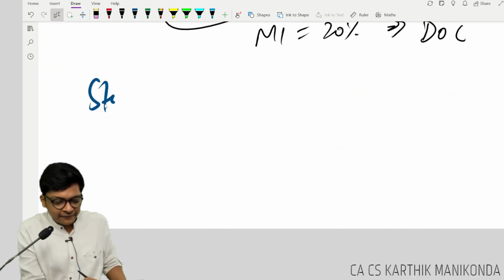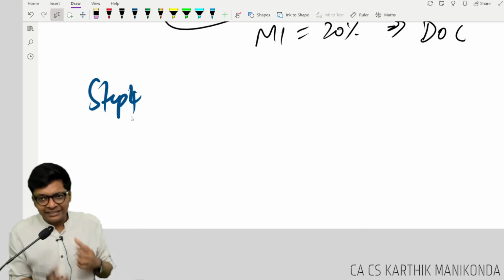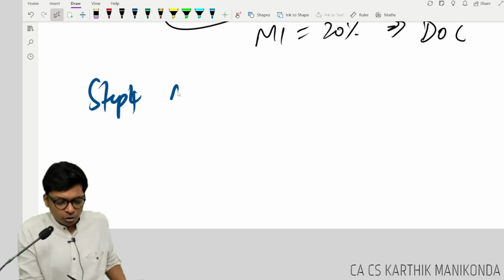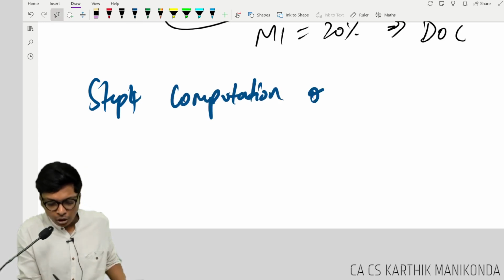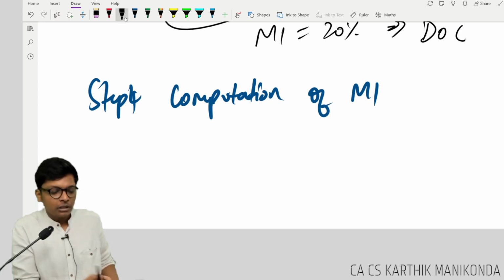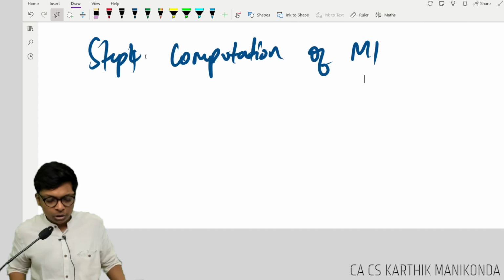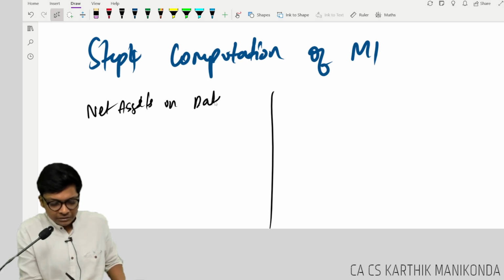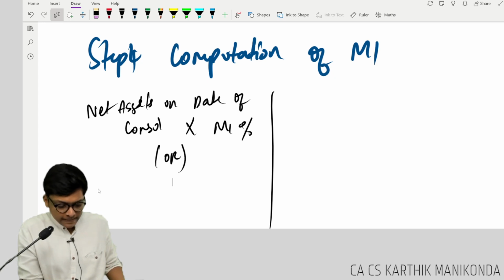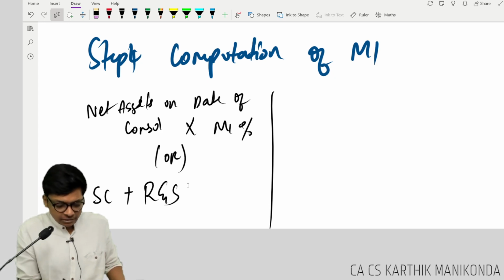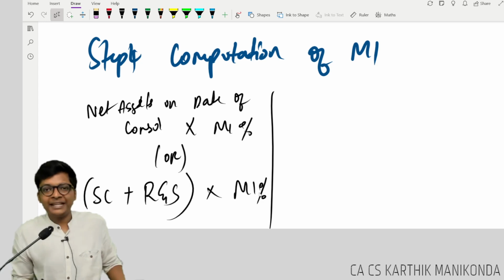So step number 4. Don't worry, when we do one sum with all steps, you will get full clarity, guys. I know now you are understanding concepts, each adjustment you are understanding. When we do everything together, you will get full clarity. Step 4. Write down computation of minority interest. Are you following, guys? Computation of minority interest. How do you compute this? Two ways to compute. Net assets on date of consolidation into minority percentage, or share capital plus reserves and surplus into minority interest percentage.